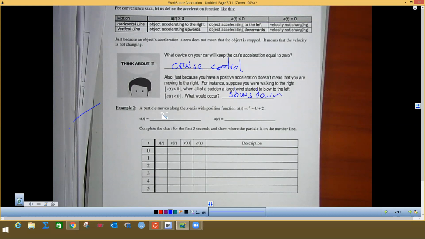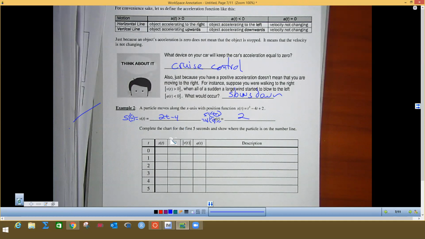A particle moves along an x-axis with the position of this, and we want to know what is the velocity. Now, I would like you to put s prime of t, because you are now supposed to show the grader on the AP test this relationship. And so we would do the derivative of this and get 2t minus 4. And then a of t is the derivative of this, and you should probably put s double prime of t equals v prime of t equals acceleration. So we do the derivative of this, and the derivative of this is 2. So the acceleration is a constant 2.